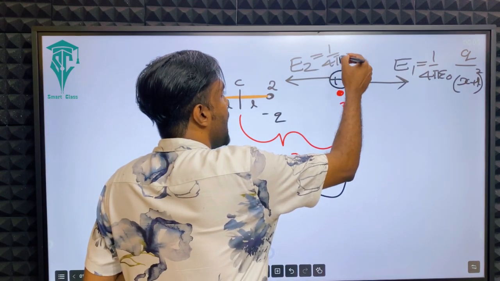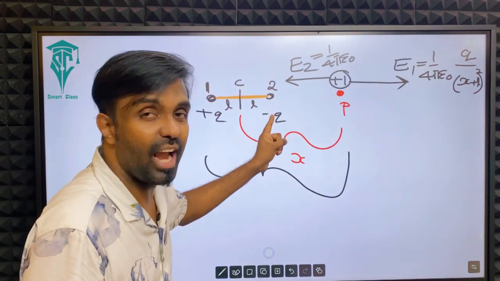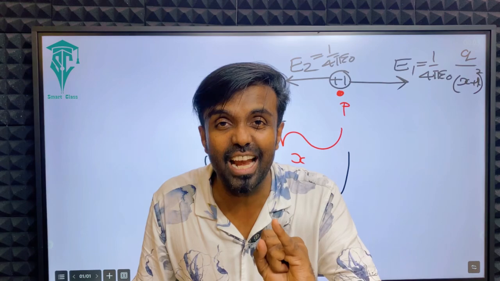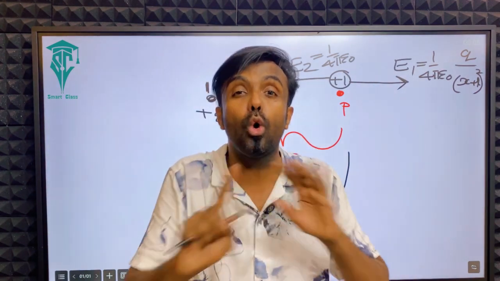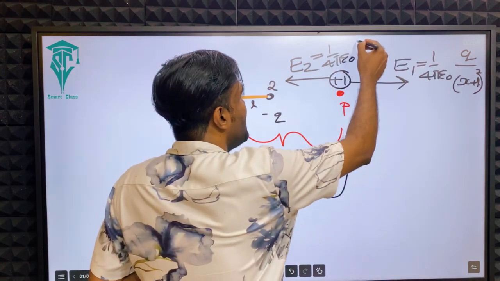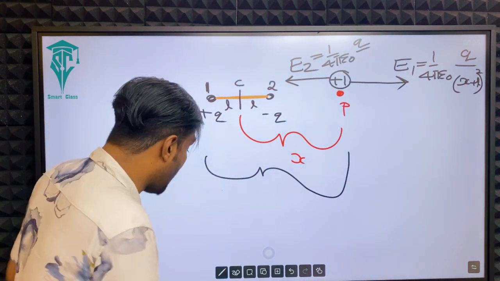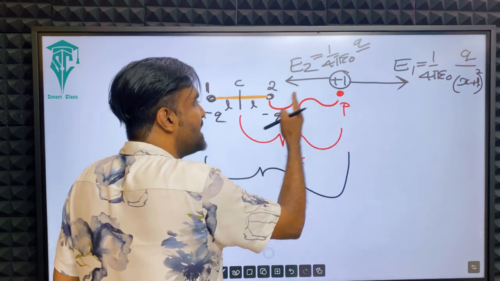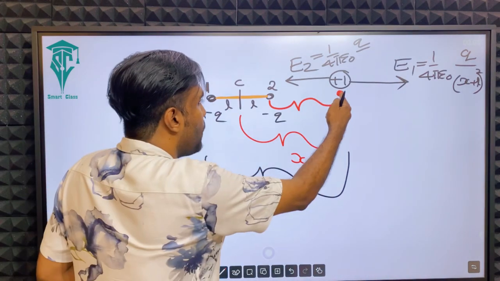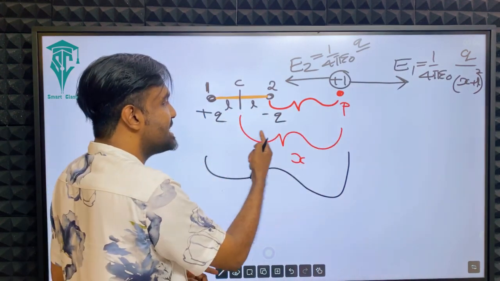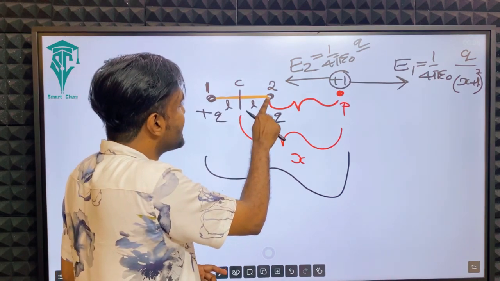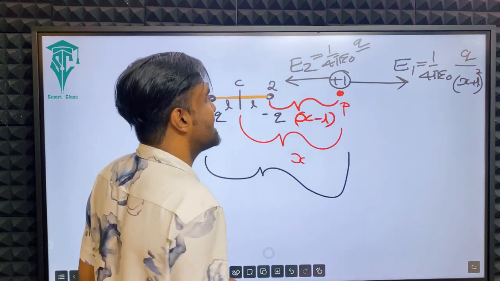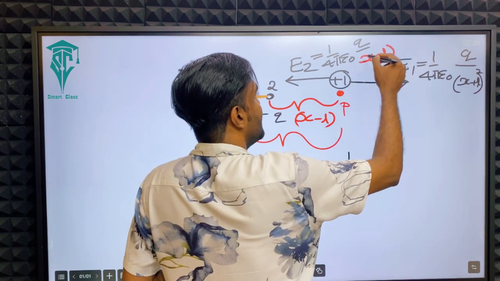The formula of E2 will be 1 by 4 pi epsilon 0 times the charge. Here we have minus q as the charge. Very important: while calculating electric field intensity, we don't take that minus sign, so please consider the magnitude of the charge only. And what is the distance here? From minus q to P, from the point P to the center, the distance is L. You just subtract that L from x, so you get x minus L, and that is the distance. So it is (x minus L), the whole square.